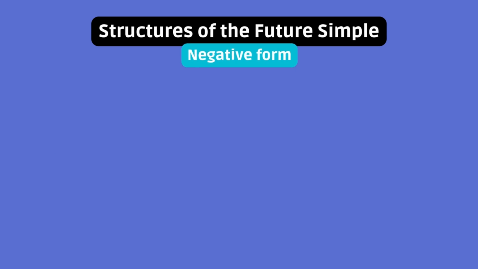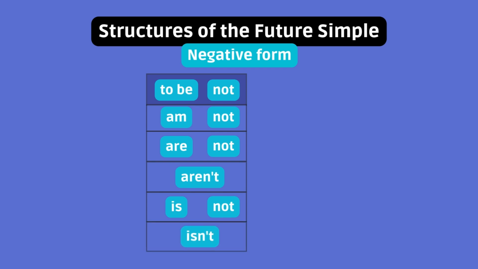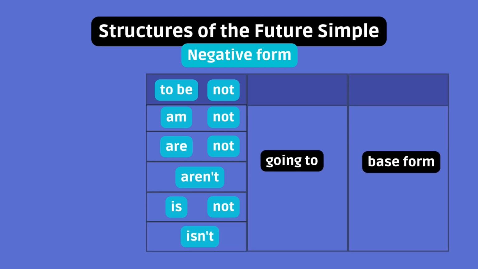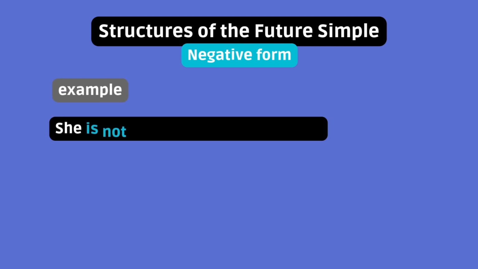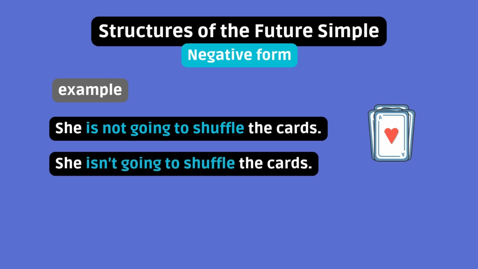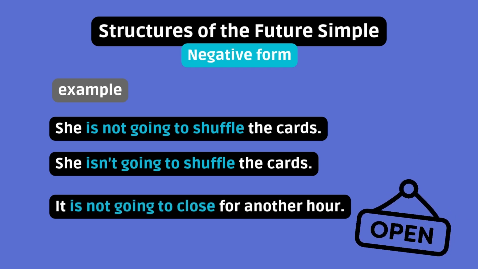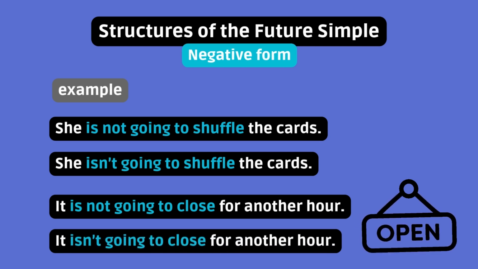Negative statements might look trickier, but they're pretty simple. The particle not goes after the verb to be, like in the present simple. So you get either am not, are not, aren't, is not, or isn't, plus going to, plus base form. That's pretty much it. Example: she is not going to shuffle the cards. Or she isn't going to shuffle the cards. It is not going to close for another hour. Or it isn't going to close for another hour.